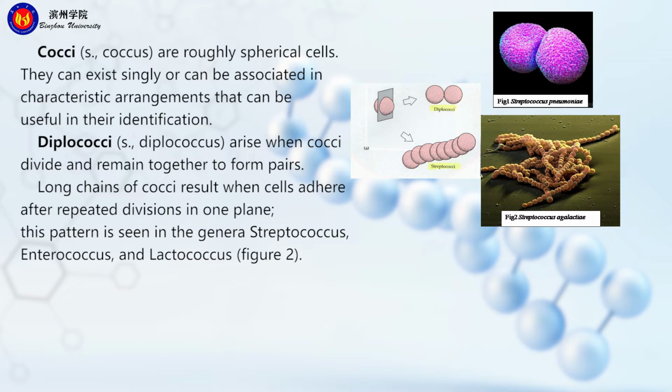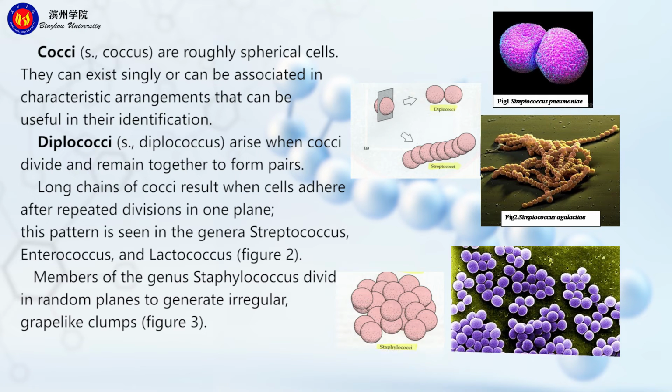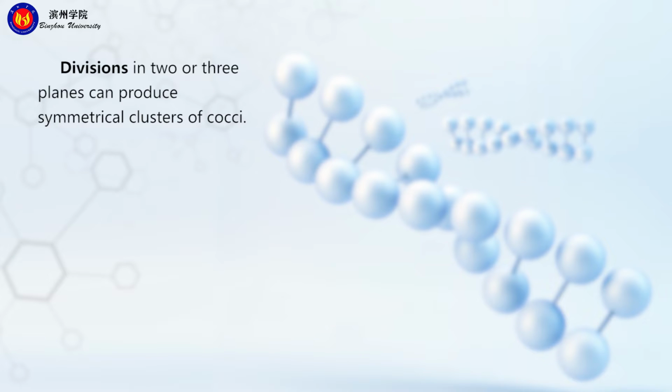This pattern is seen in the genera Streptococcus, Enterococcus, and Lactococcus. Members of the genus Staphylococcus divide in random planes to generate irregular, grape-like clumps. Divisions in 2 or 3 planes can produce symmetrical clusters of cocci. Look at the picture.